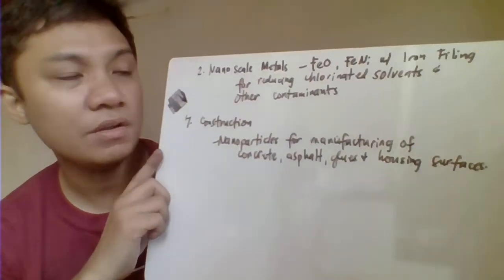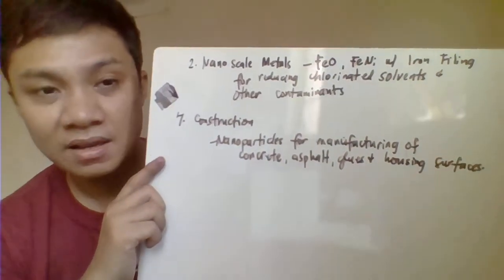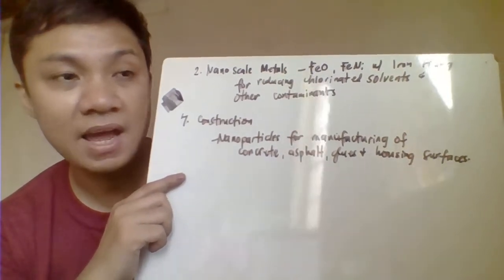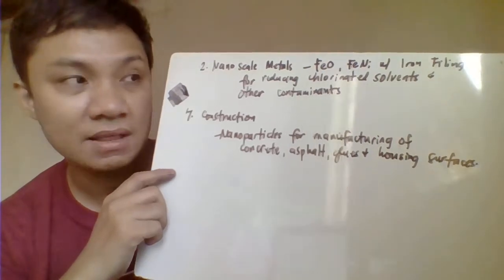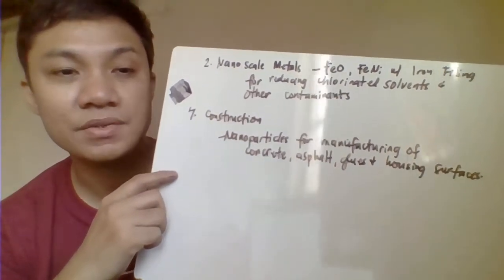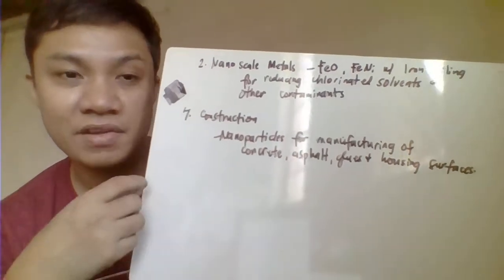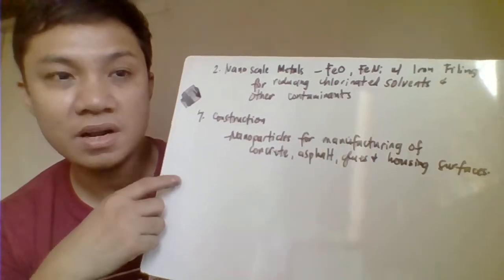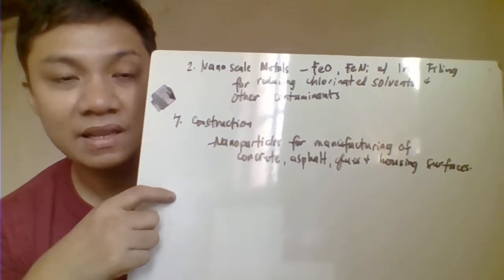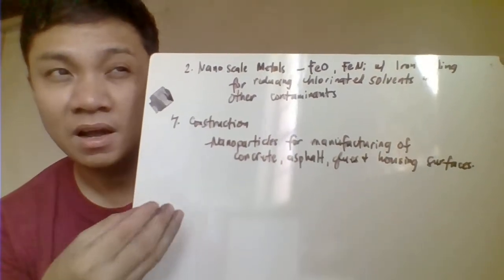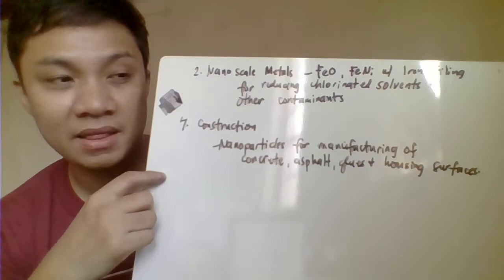Another one in terms of pollution, you could have microscale and nanoscale metals. That's in the form of ferric oxide. You can also have ferric nitride with iron filings. That could help remove environmental pollution contaminants. Its main function is to reduce chlorinated solvents and even other contaminants in the environment. That will help clean our environment.